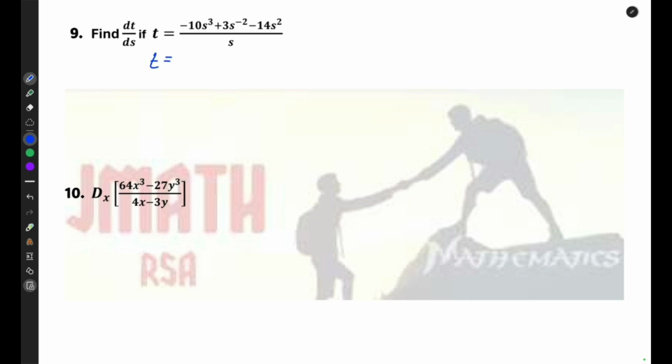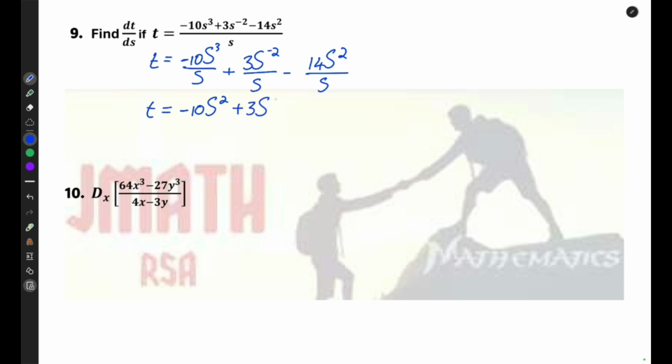So in this case, I'm going to split into 3 separate fractions, and this is going to be minus 10s cubed over s, and then plus 3s minus 2 over s, minus 14s squared over s. Okay, perfect. So now I'm just going to take off the s in each case. So this would be minus 10s squared plus 3s minus 3, and then minus 14s. Now I can do the derivative.